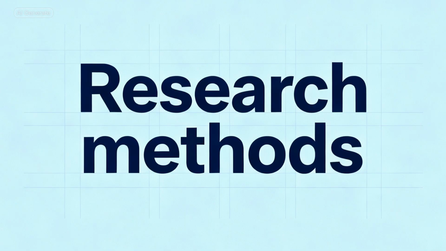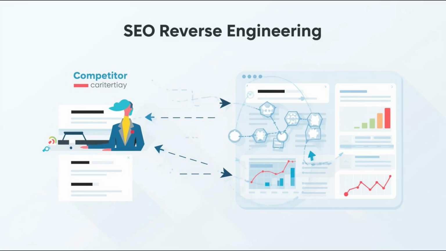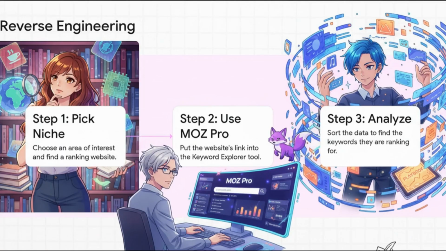This is your toolkit for discovery. The first method is my absolute favorite, and it's super powerful: reverse engineering. The idea is so simple. You find a competitor who's already doing well in a niche you're curious about. Then you take their website, pop it into a tool like Moz, and it will literally show you the keywords they're ranking for. It is like getting a peek at their secret playbook.